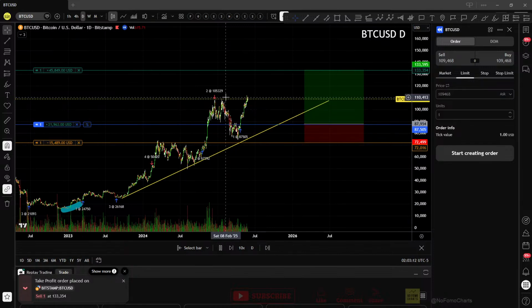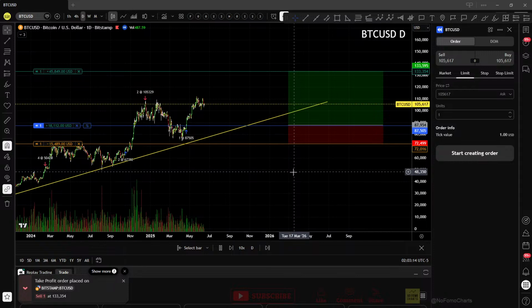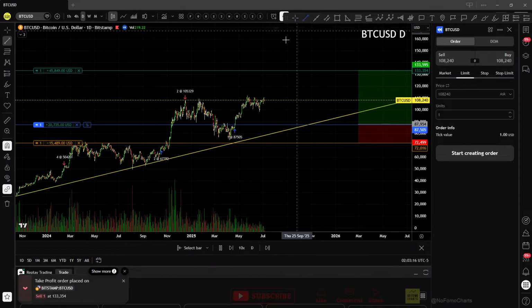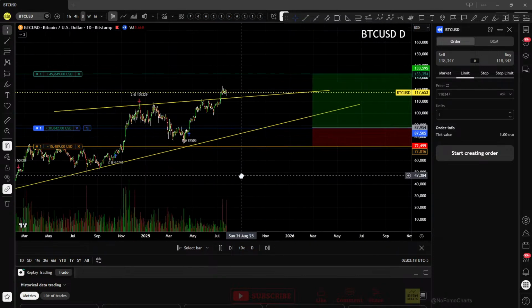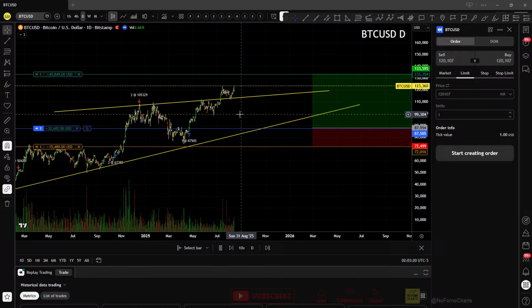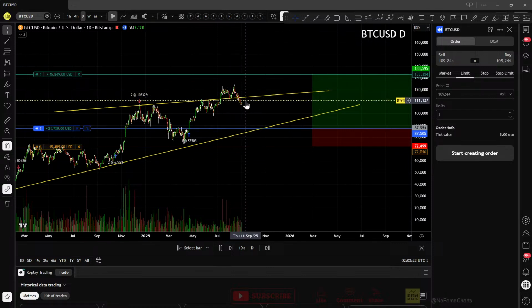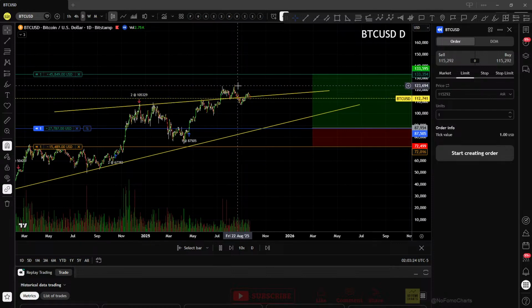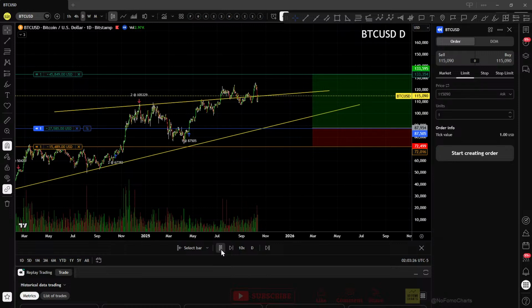There's the bounce. There's the rally. Can it break out above 110? That's what we were all thinking about. I could draw a resistance trend line. We get the breakout. It's going to bounce. Can we bounce off the resistance? Can we do it? There it is. It didn't quite hit my target.